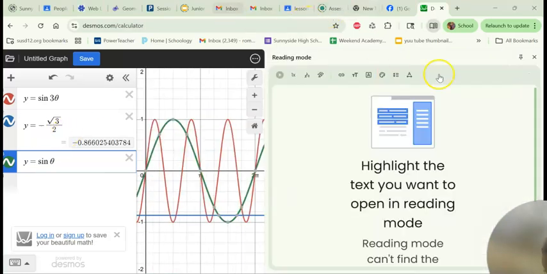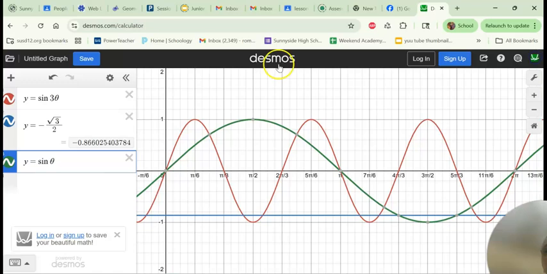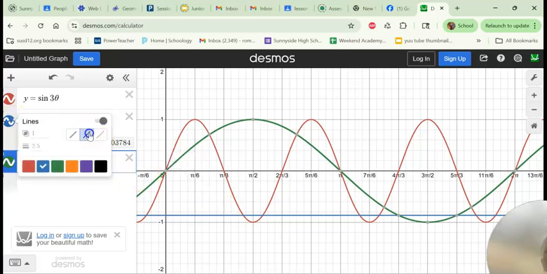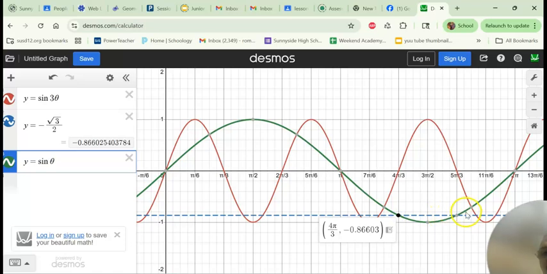The moment you have sine 3 theta, what happens is this point that you see here, this one is y equals root 3 by 2. Let me make it dotted, I think that's better, just to show that it is dotted. And the main thing is, where does it cut here? Look at this, 4 pi by 3. It also cuts here, 5 pi by 3. You can see this is 4 pi by 3. This is 5 pi by 3.